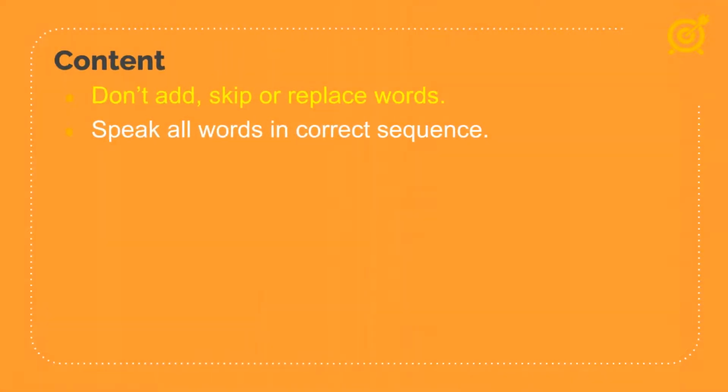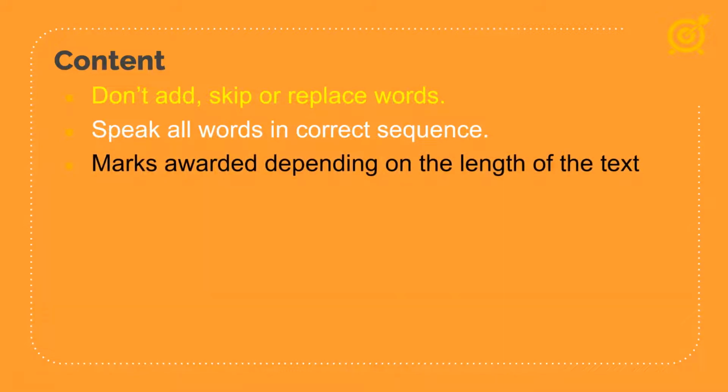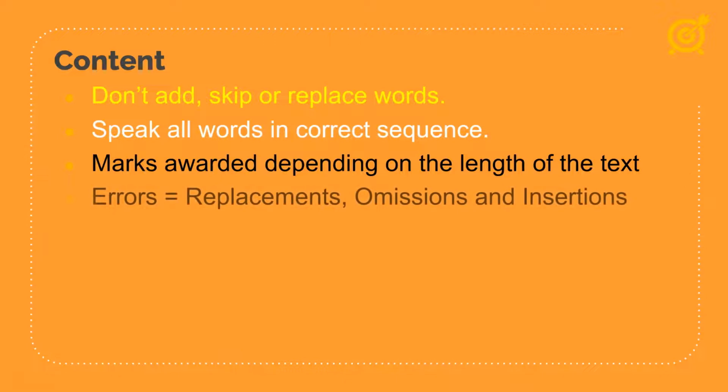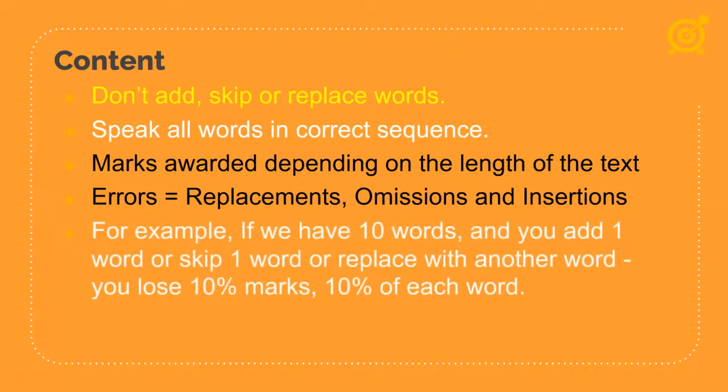You should speak exactly what was said in the audio. Don't add, skip, or replace any words. You get points depending on the length and how many errors you make. The errors may include replacements, word omissions, and insertions. For example, if there are 10 words in the text and you add, replace, or skip one word, you lose 10% marks for each wrong word.